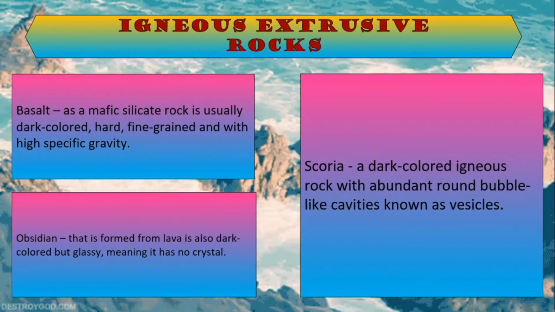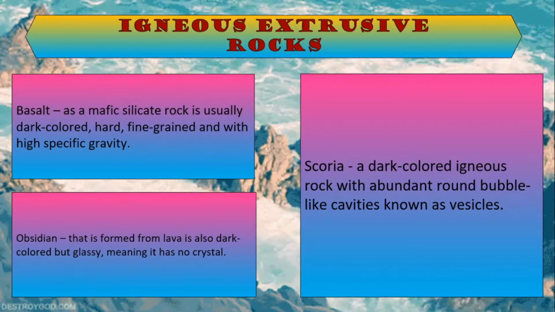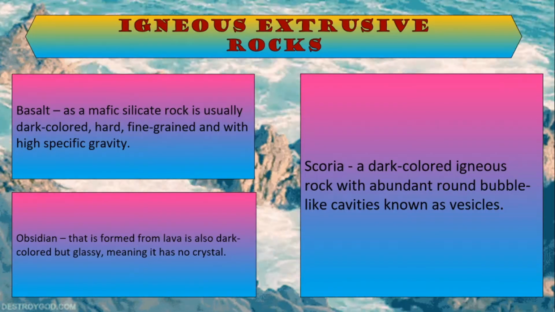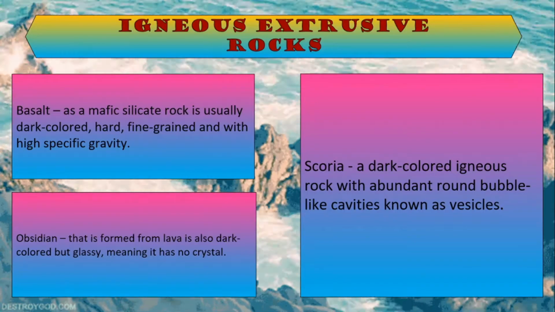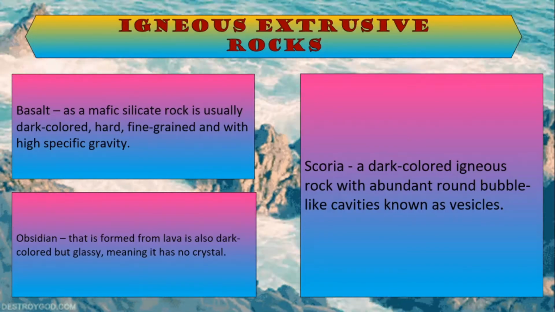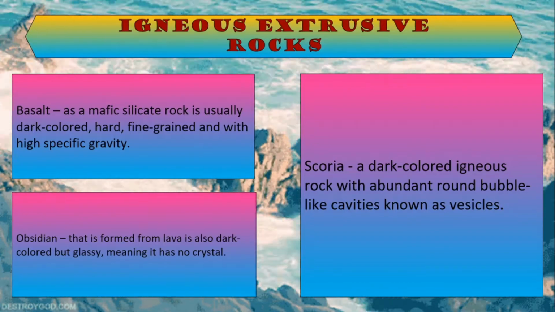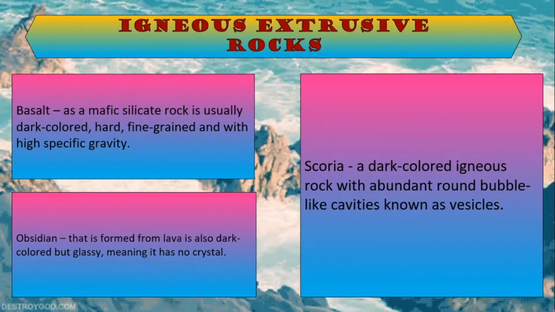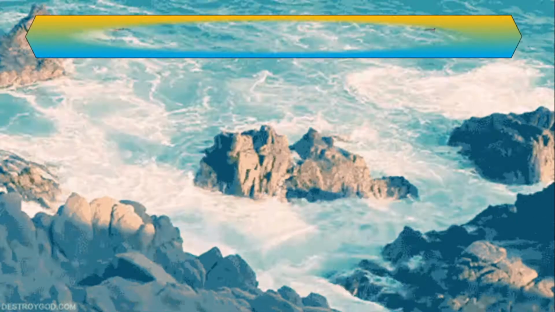Basalt is a mafic silicate rock which is usually dark-colored, hard, fine-grained, and with high specific gravity. Obsidian that is formed from lava is also dark-colored but glassy, meaning it has no crystals. Scoria is a dark-colored igneous rock with abundant round bubble-like cavities known as vesicles.